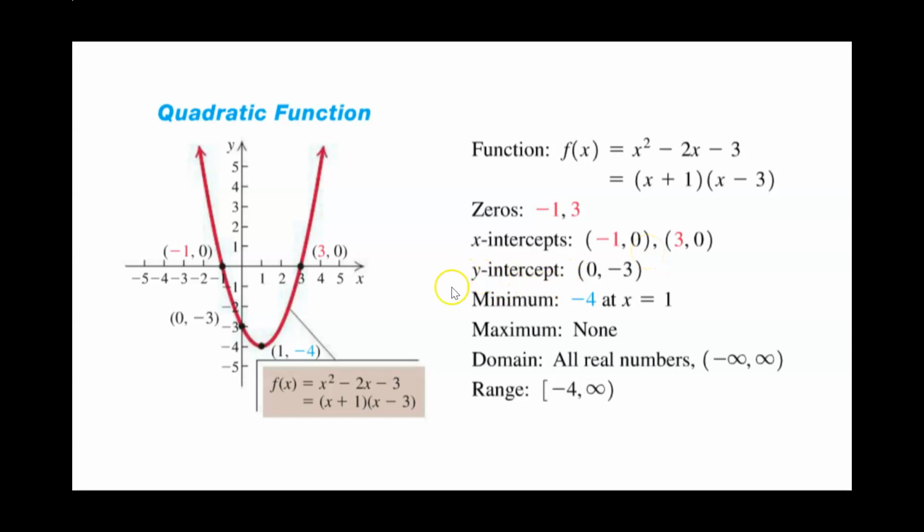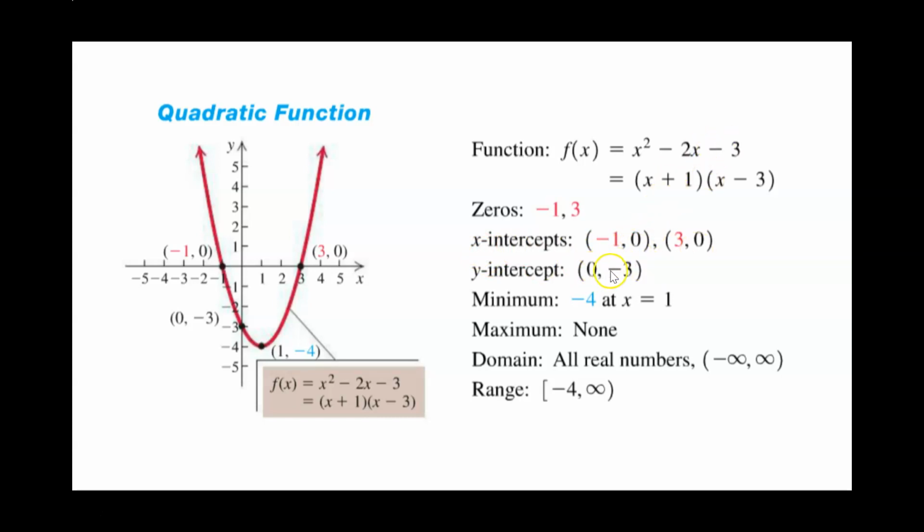The y-intercept is pretty easy because it's pretty much the constant, the last term in the function. So -3 is going to be the y-intercept. And again, make sure it's in the ordered pair. So for the y-intercept, the 0 goes in front. For the x-intercept, the 0 goes in the back.